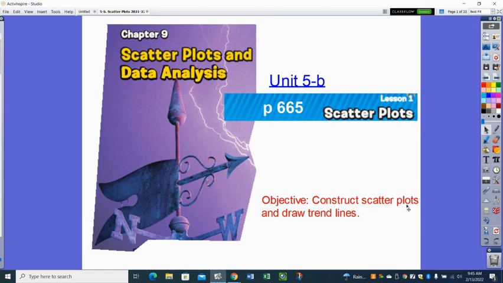Constructing the scatter plot, like I said, will be very similar to what we've done, but the difference is going to be that your data points don't necessarily all fall in a perfect straight line. And in the real world, things rarely come to a perfect straight line when you're gathering data.